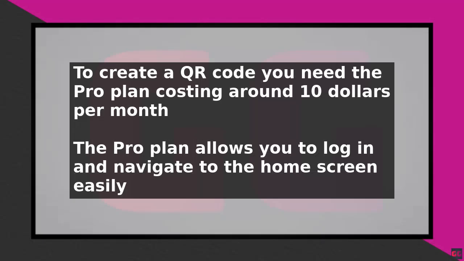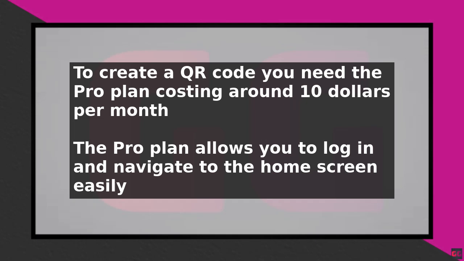Creating a QR code with a Beacon's Eye account is a straightforward process, particularly useful for online businesses or live streamers who want to direct customers to their Cash App or Venmo. To start, you need to have the Pro plan, which costs around $10 per month.